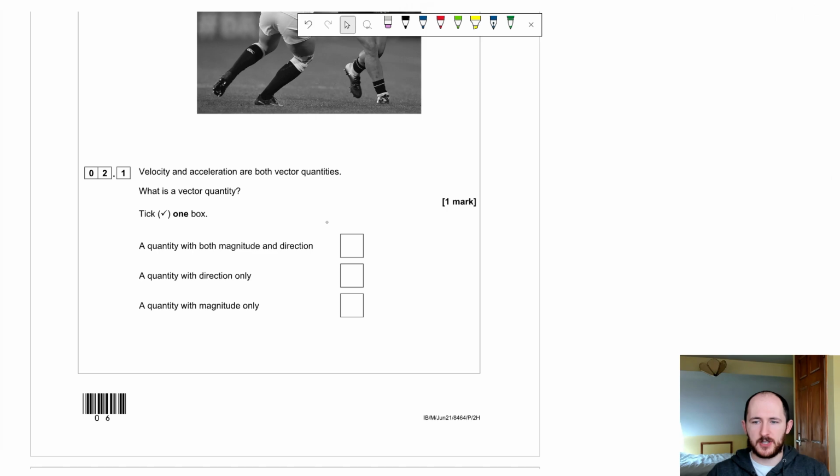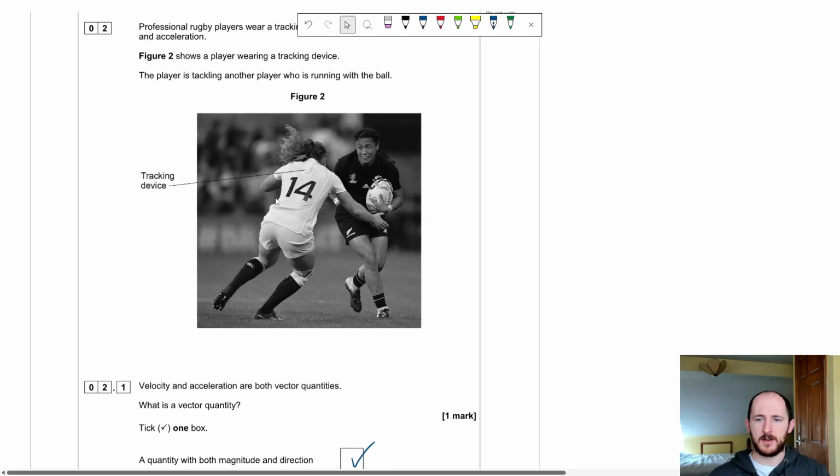Honestly, this is just a definition. It is a quantity that has magnitude and direction. So we're not just talking about the size of it, for example, 10 joules of energy. We're also talking about which direction they're moving in. So for example, these players may have the same speed, but their velocity is in opposite directions because they're moving in opposite directions.